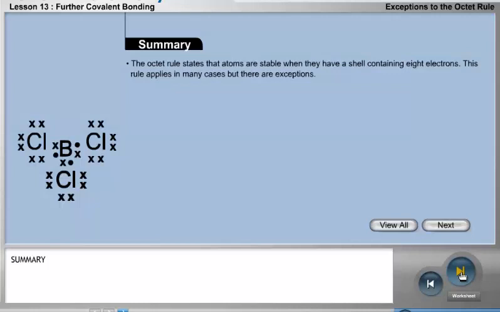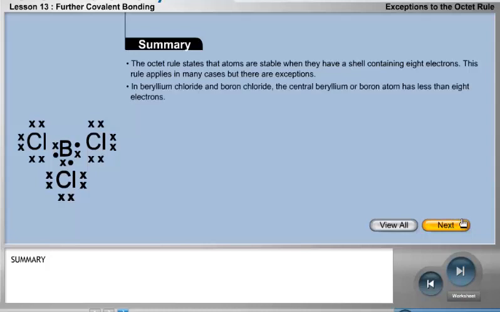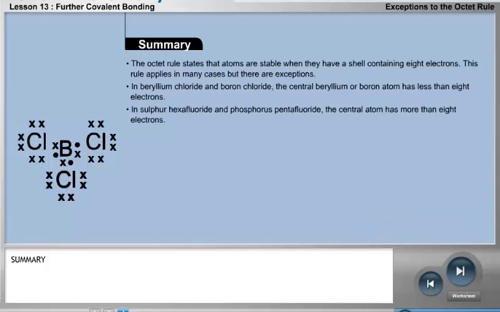Summary: the octet rule states that atoms are stable when they have a shell containing 8 electrons. This rule applies in many cases, but there are exceptions. In beryllium chloride and boron chloride, the central beryllium or boron atom has less than 8 electrons. In sulfur hexafluoride and phosphorus pentafluoride, the central atom has more than 8 electrons.